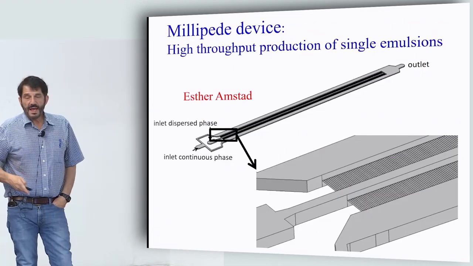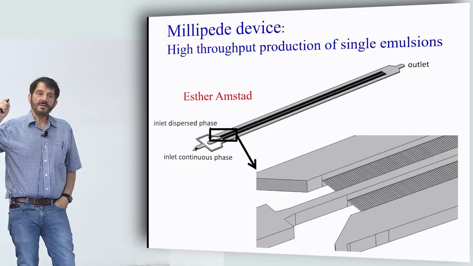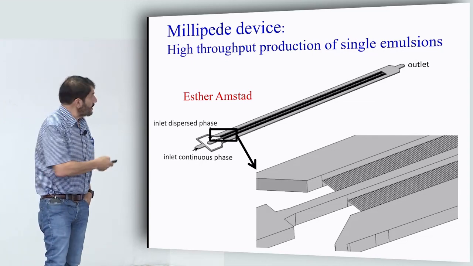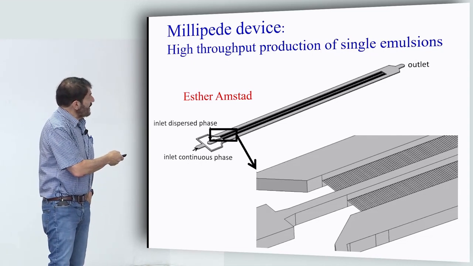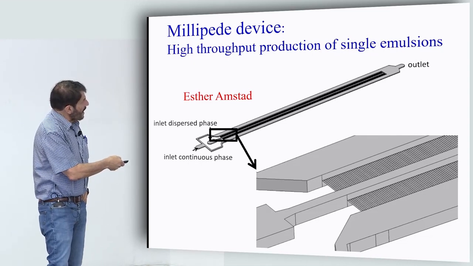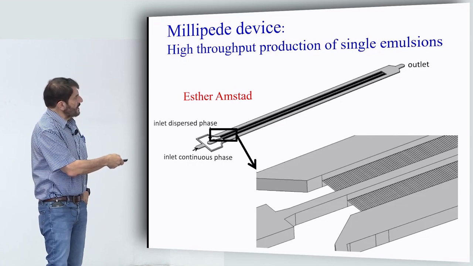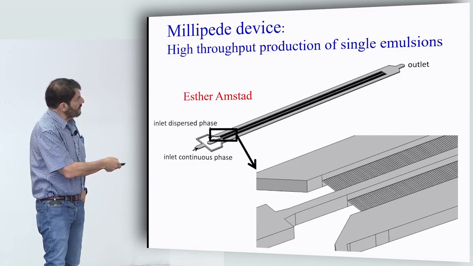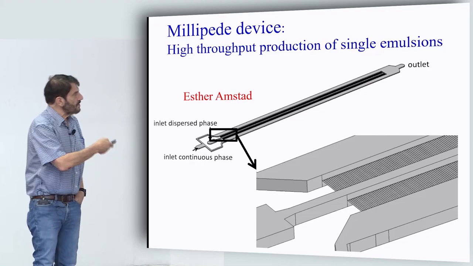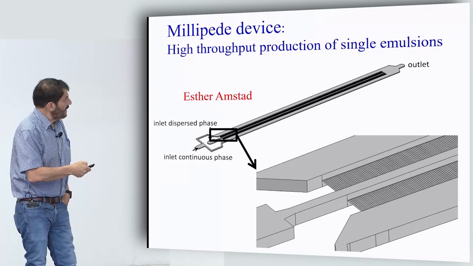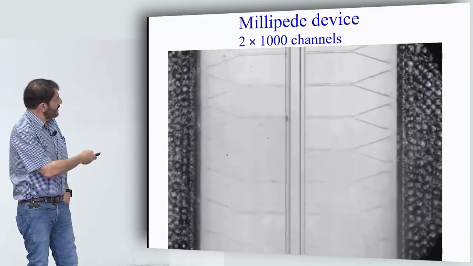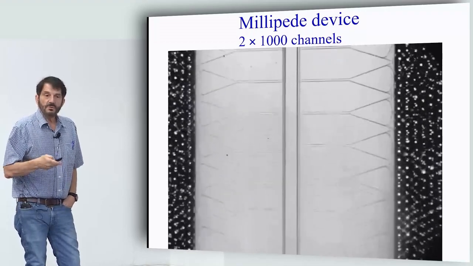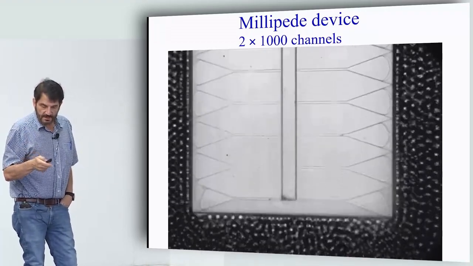But Esther Amstead came and she said, well, she really wanted to make a lot of material, so she made what she calls a millipede device. It's a device, each of these tubes is an emulsion generator, and this has 1,000 tubes, 500 on each side. This is what it looks like. So now you can see it's starting to make really substantial amounts of material.